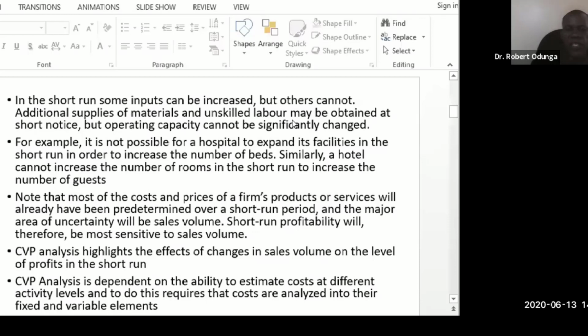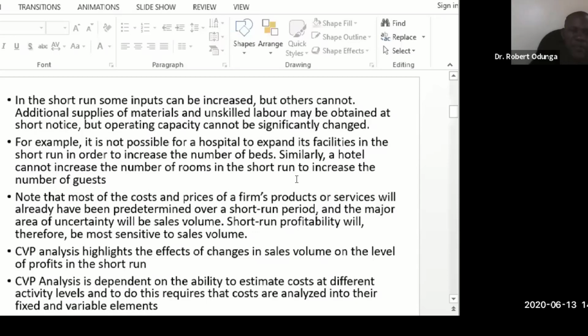because if you have to increase the number of beds in the hospital, it means you require a heavy outlay and time. Time must be there for it to be put in place. It requires capital for it to be put in place. So the CVP analysis cannot apply to that. And you know the time value of money. So issues which will take a longer period of time cannot be applied in this model of CVP analysis.